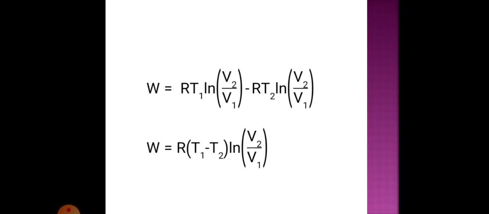Now we have to find out the input. Input is the heat given during isothermal expansion, and that will be equal to the work done during that process. Therefore, input is Q1 equal to RT1 log V2 by V1. Therefore, efficiency equal to output by input, which is equal to W by Q1, that is equal to R into T1 minus T2 log V2 by V1, all divided by RT1 log V2 by V1.